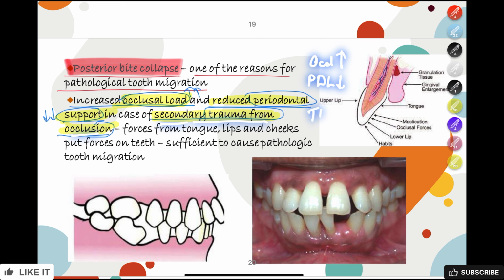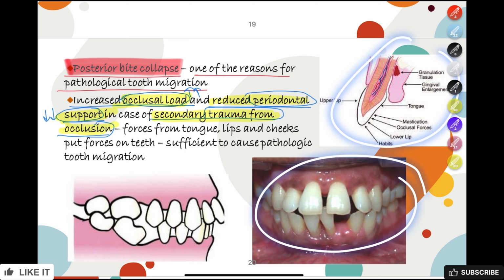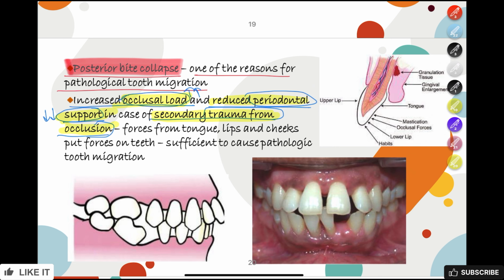So in the case of TFO, trauma from occlusion, forces from tongue, lips and cheeks put forces on teeth sufficient to cause pathologic tooth migration. As you can see in this picture, this is the upper lip, tongue, mastication, occlusal forces, lower lip habits, all this affects the tooth. So here is my tooth. It is getting trauma from occlusion, which is causing the posterior bite collapse or tooth migration.